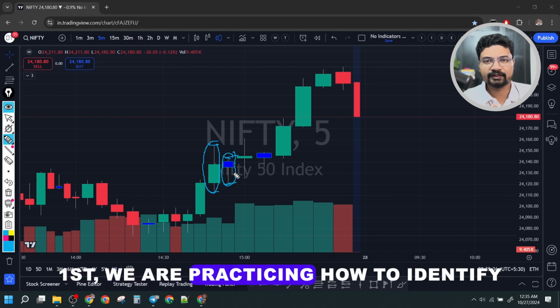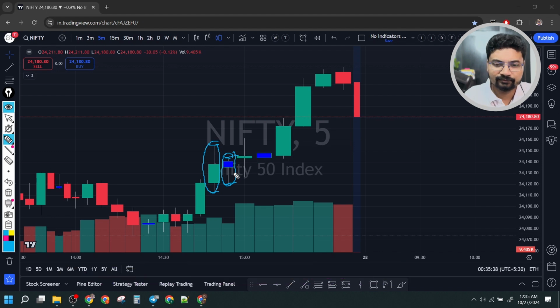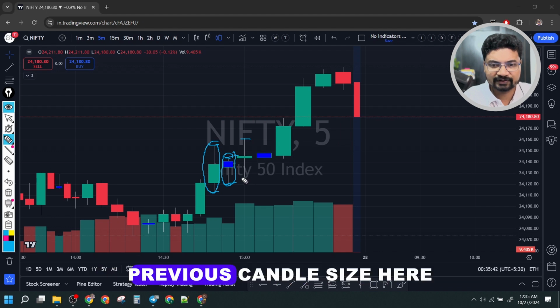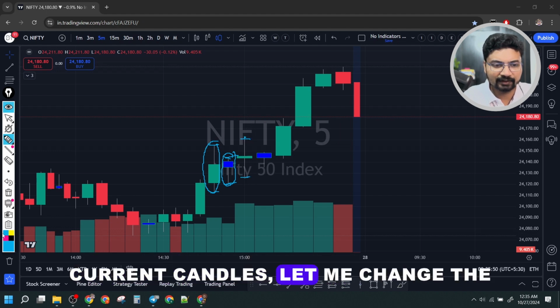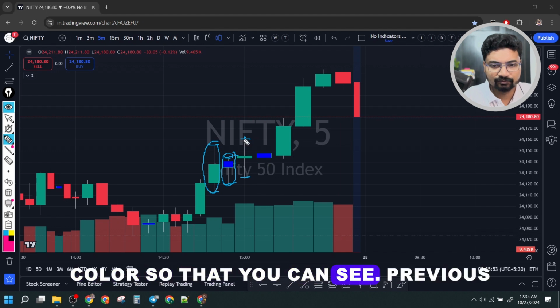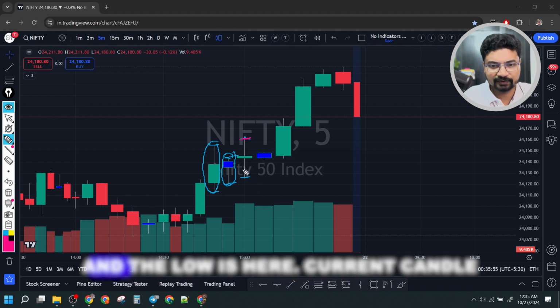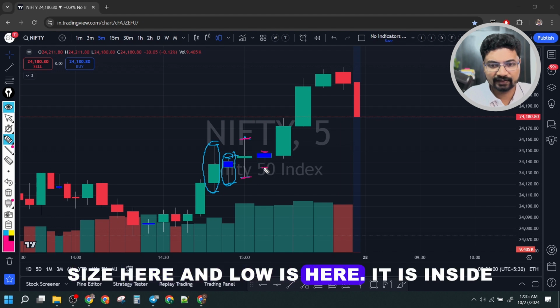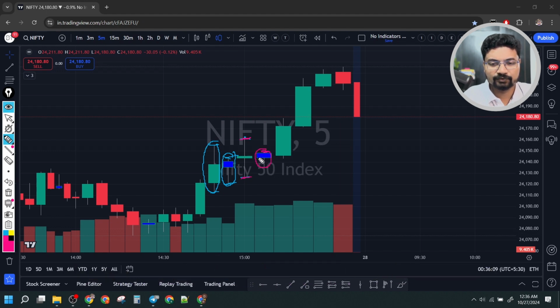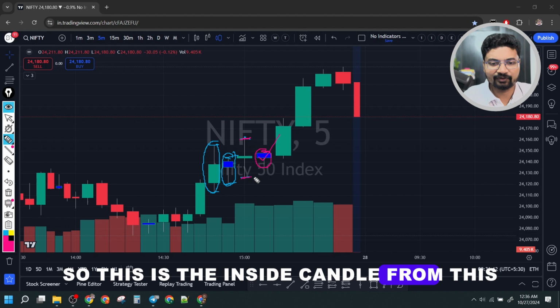First, we are practicing how to identify these inside bars, and the next inside bar is here. First, let's see the previous candle. Previous candle's high is here and the low is here. Current candle, let me change the color so that you can see. Current candle's high is here and low is here. It is inside this range, so this is an inside candle by this criteria.